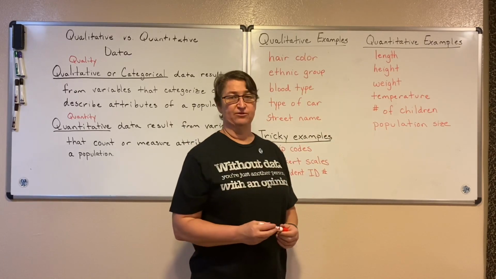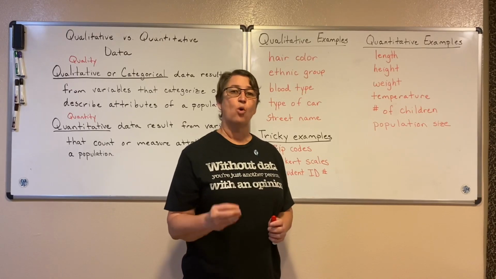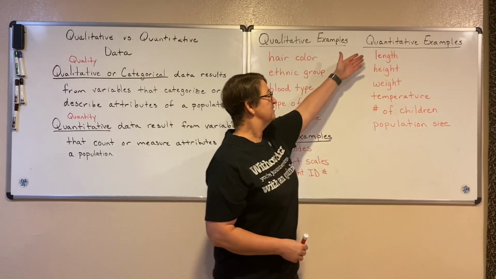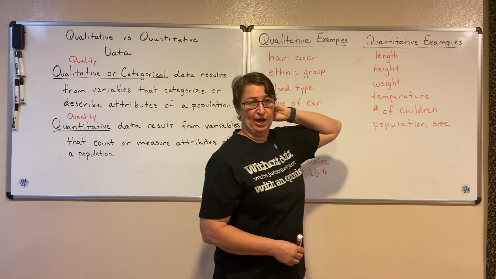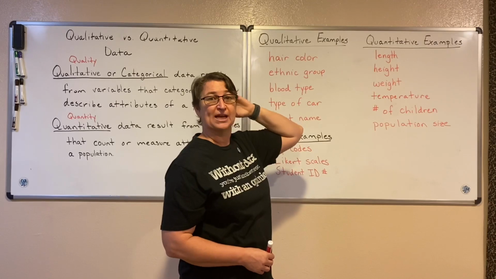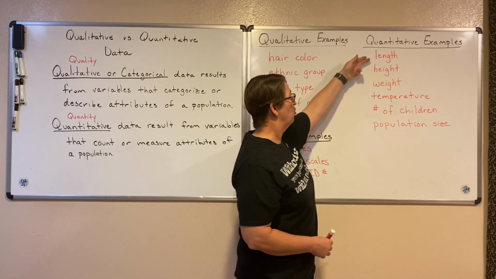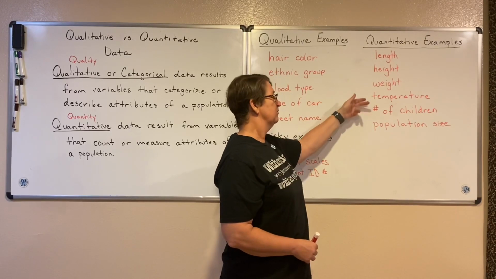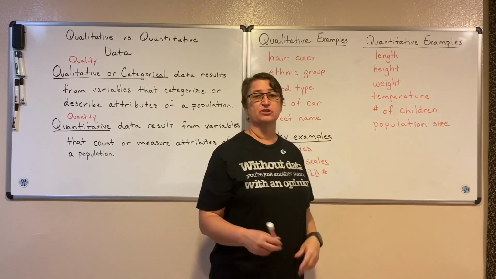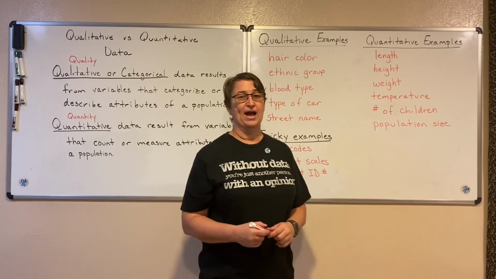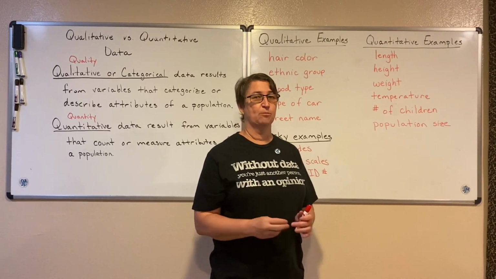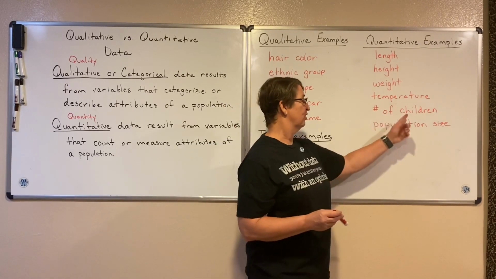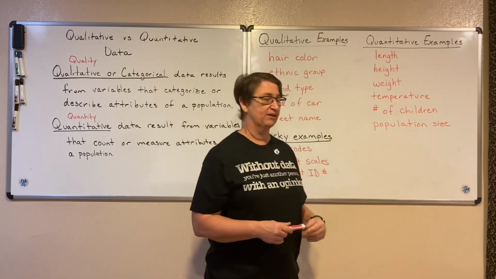Examples of quantitative data, remember that quantitative is quantity, it's some sort of count or measurement. So if I decide to measure the length of your hair, well, that is going to be a measurement, a count, a measurement of something, a quantity. The height, the weight, temperature, the number of children in your house, the number of books that you have, the number of cars that you own, the number of pencils. All of those are counts. You're counting things. So the number of something is an example of quantitative data.